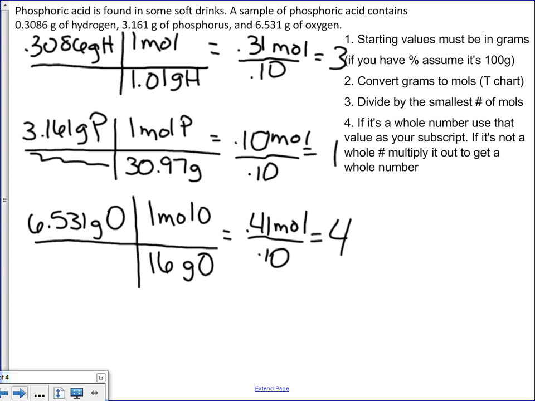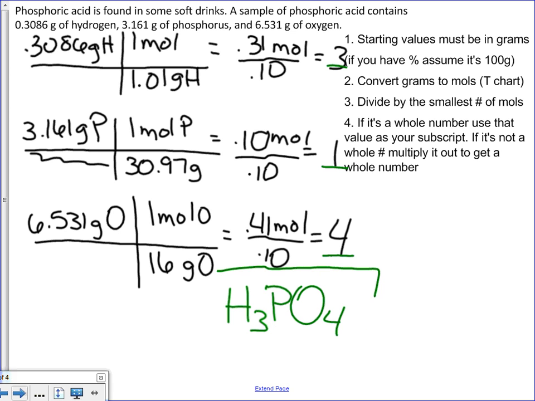If we get anything that's 0.3 or higher, we would need to do the next step where we'd have to multiply it out to get a whole number. All right, so now that we've got these 3 whole numbers, we have to plug it into the formula. So this 3 is for hydrogen, so we're going to put H with a subscript of 3. This 1 belongs to phosphorus, so we're just going to put P. 1s are understood. And this 4 belongs to oxygen. So this is our final answer, H3PO4.